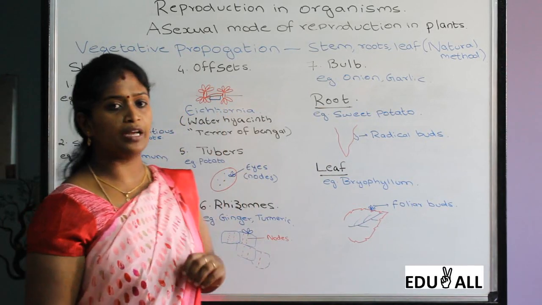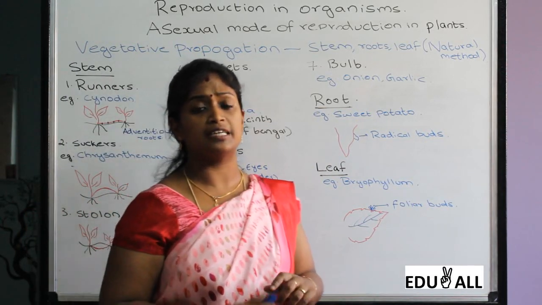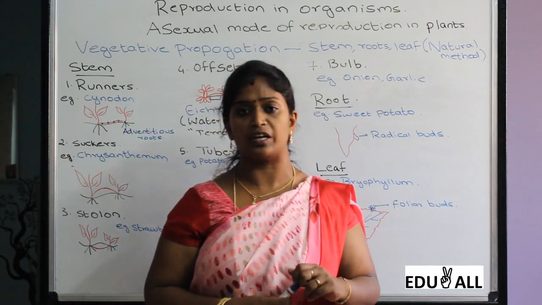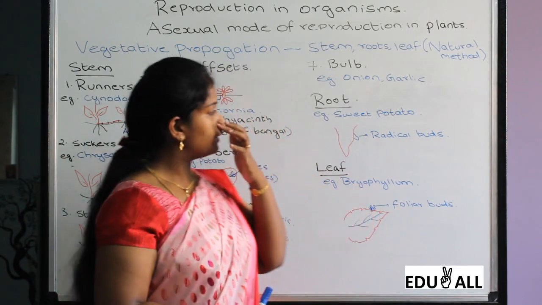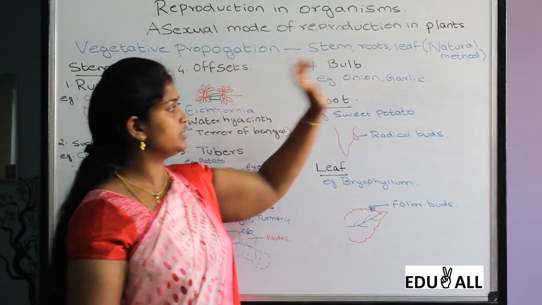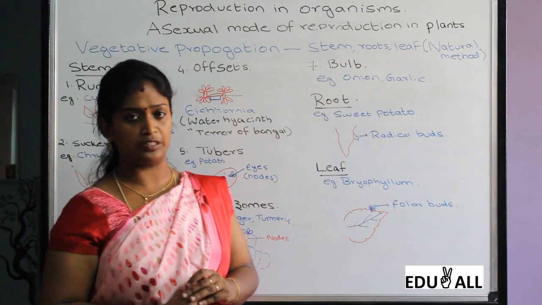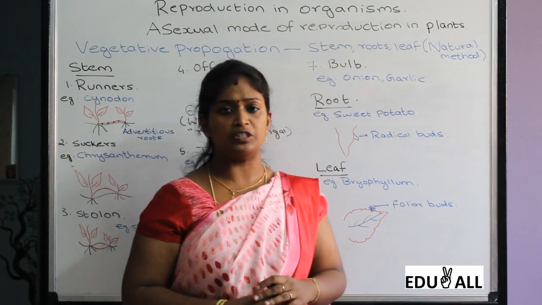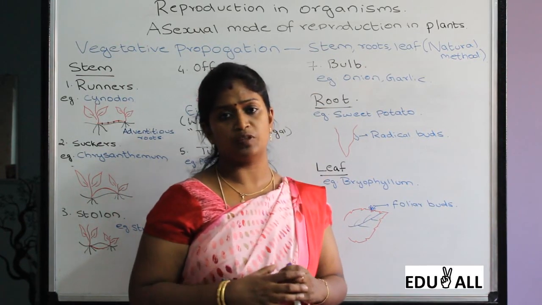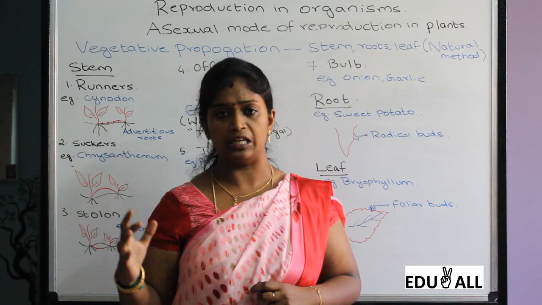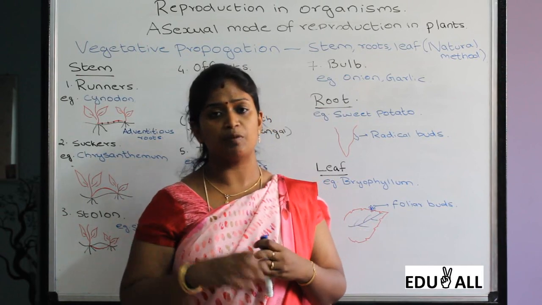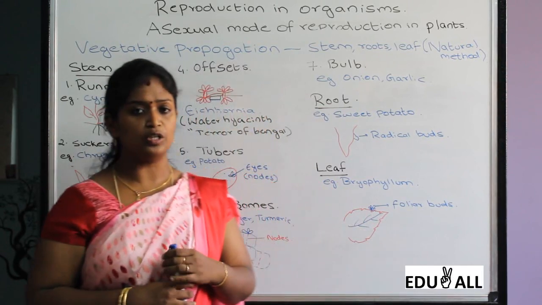In vegetative propagation, the vegetative parts of the plant such as stem, roots and leaf give rise to a new plant. There are two types of vegetative propagation: the natural method and the artificial method. In the natural method of vegetative propagation, the vegetative parts of the plant such as stem, roots and leaf get naturally detached from the plant body to give rise to a new plant.